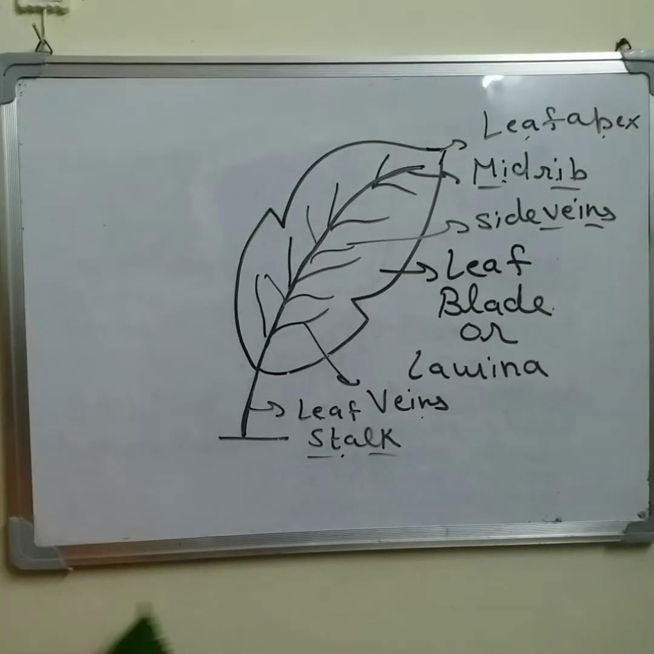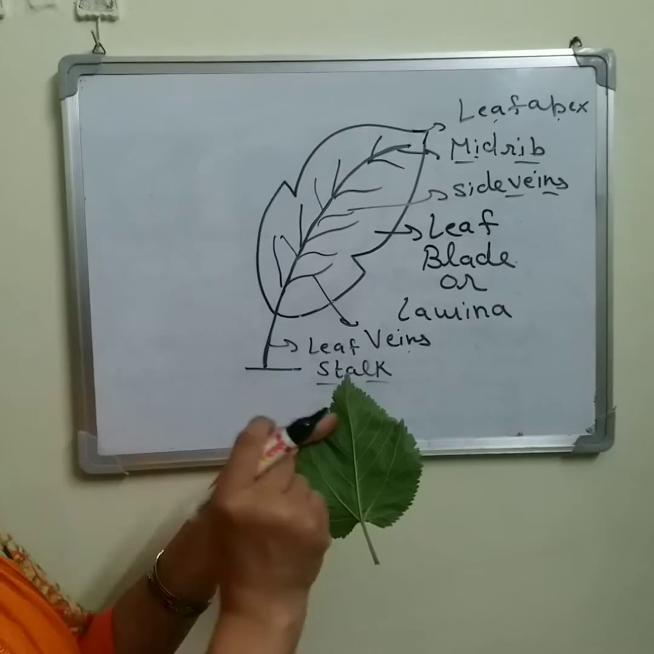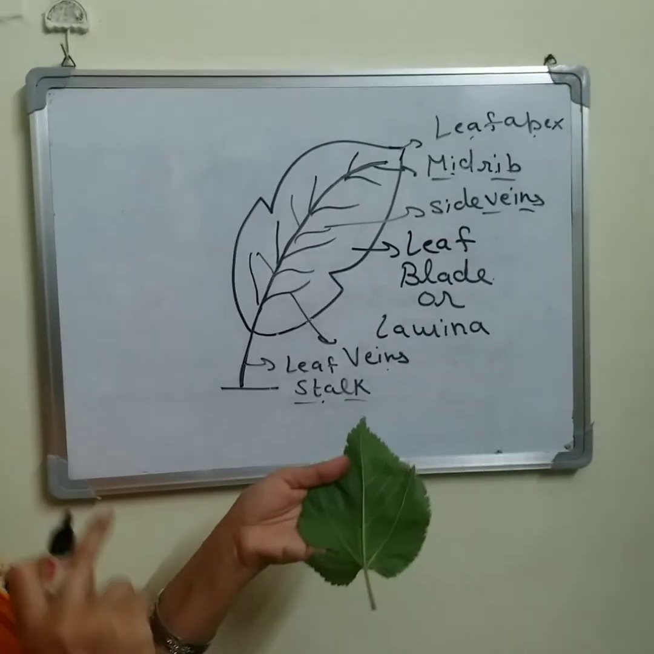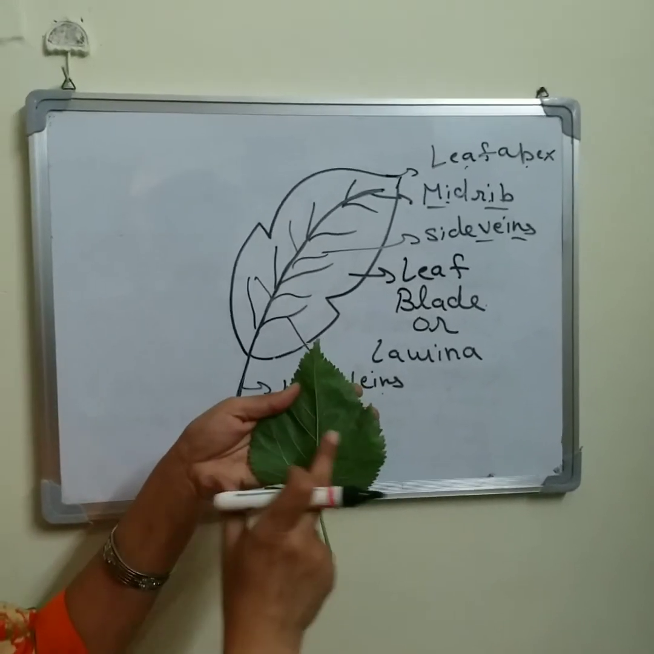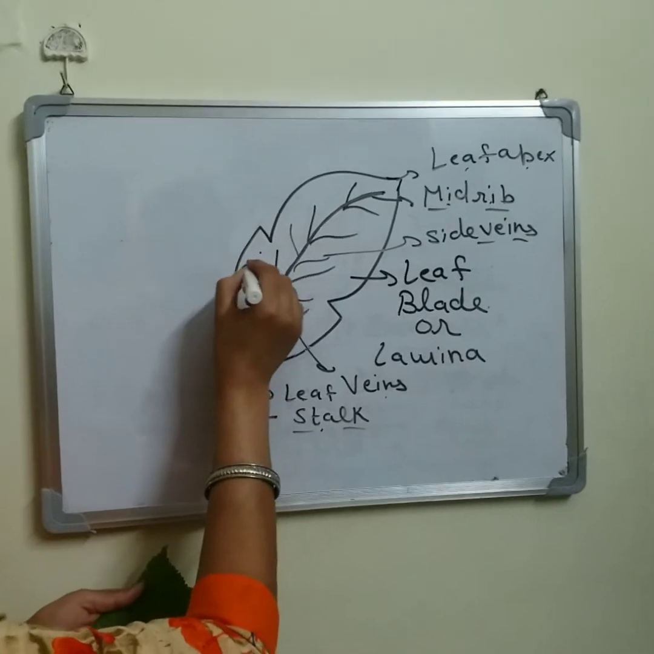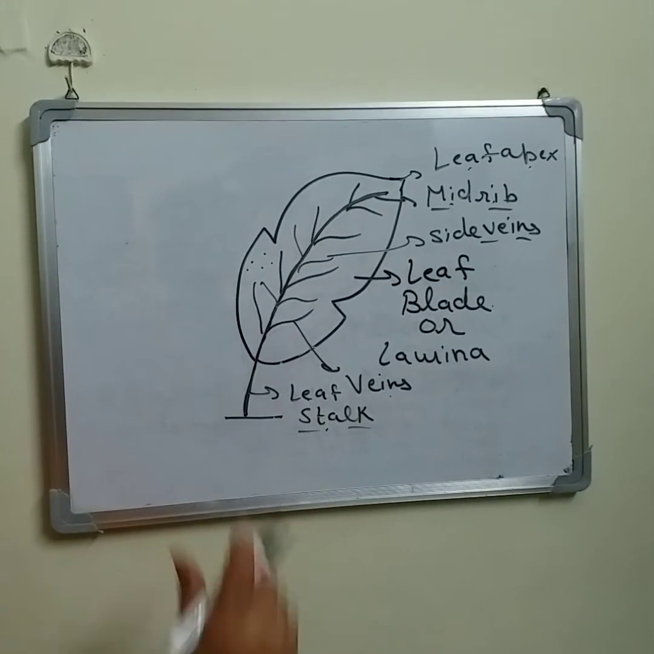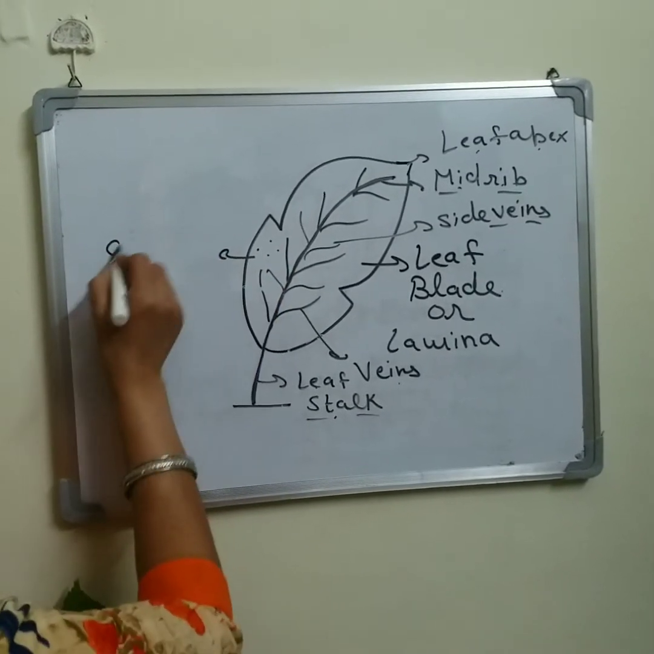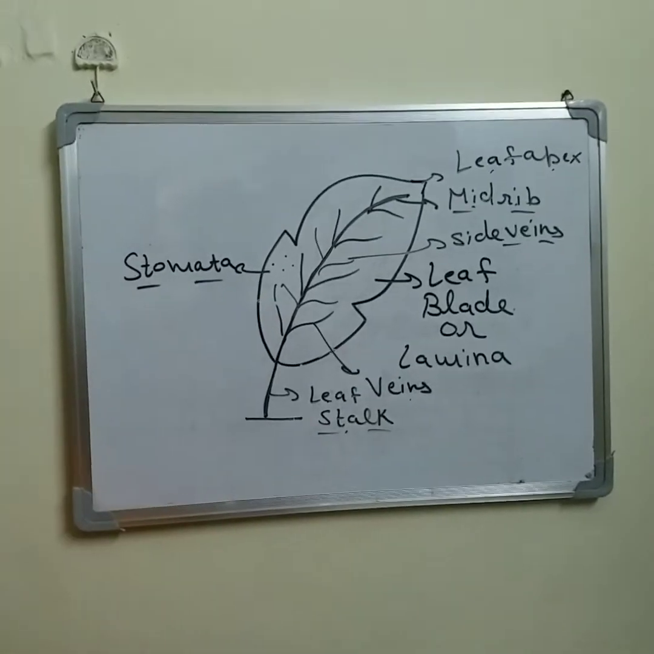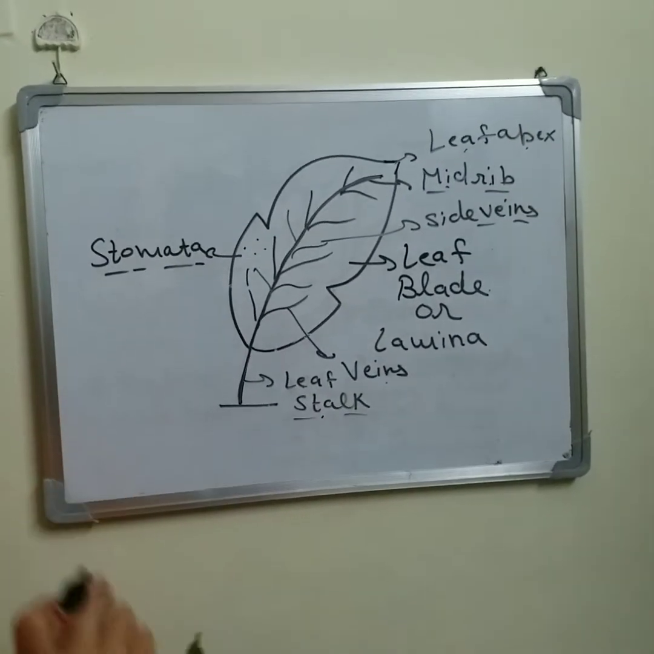Now, if you look at the lower surface of the leaf with a magnifying glass, you are able to see tiny pores on it, tiny small holes. These tiny pores are known as stomata. So, stomata are the tiny pores.